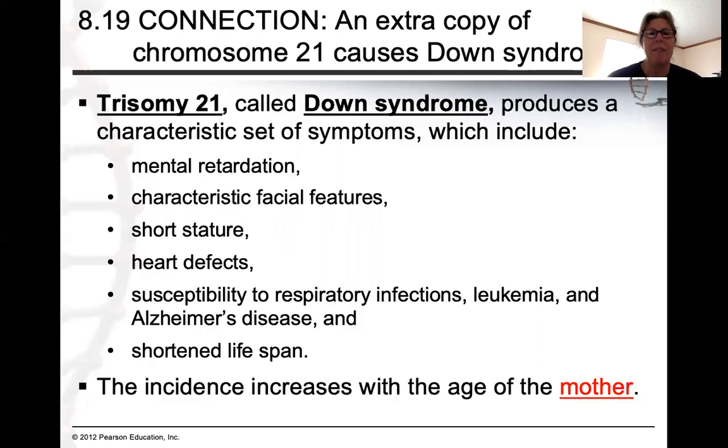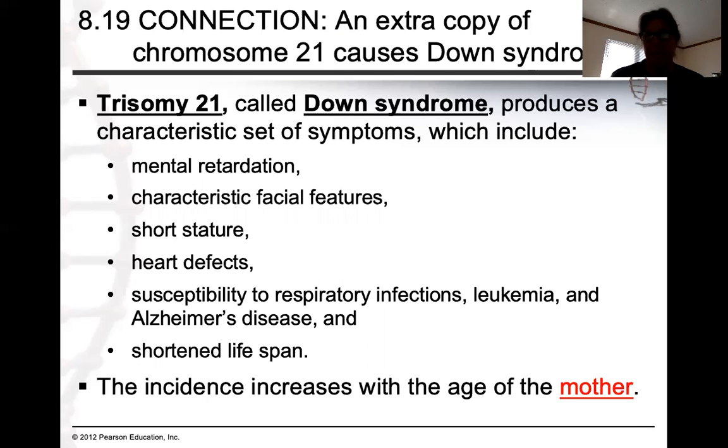Not only do they have the characteristic facial features, but they do have a low IQ. They are short. They have other problems as well. They have heart problems. They have respiratory issues. Often they develop leukemia and have Alzheimer's. They do have a shortened lifespan. It is kind of crazy because the incidence will increase with the age of the mother.